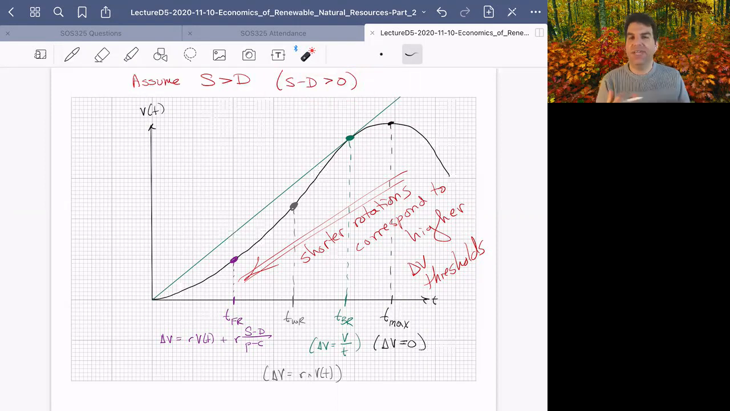And in the other case, where S would be less than D, it's a pathological case where we wouldn't be worried about rotation length. We just wouldn't have any timber farming whatsoever. Right, that makes sense.